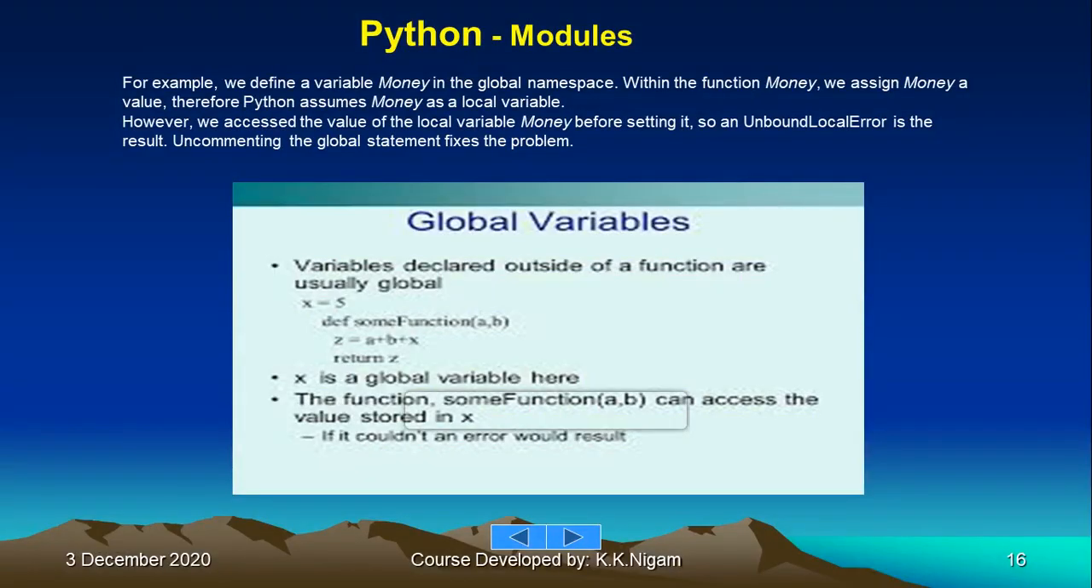For example, we define a variable money in the global namespace, and within function money we assign money a value. Therefore Python assumes money is a local variable. However, we accessed the value of the local variable money before setting it. So an unbound local error is the result. Uncommenting the global statement fixes the problem, and in case there is an error, it will automatically take care of that. So this is the way you can define your global variables.